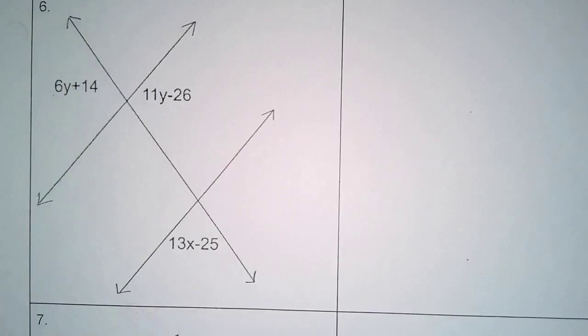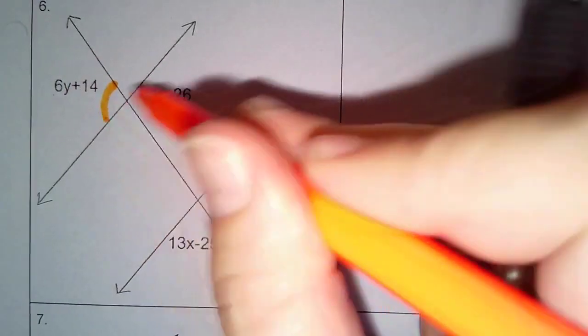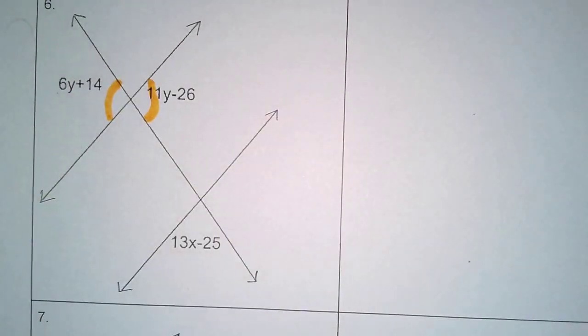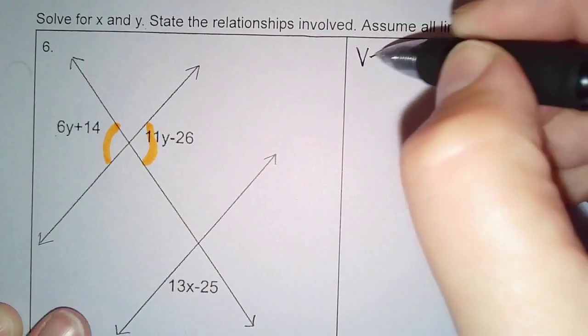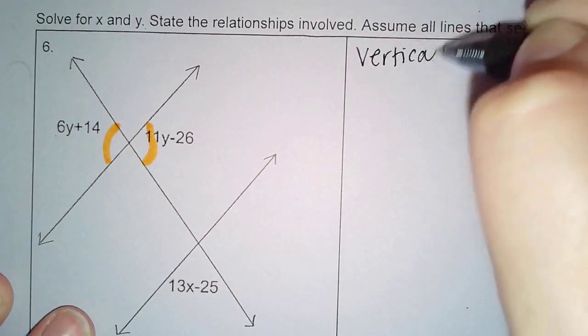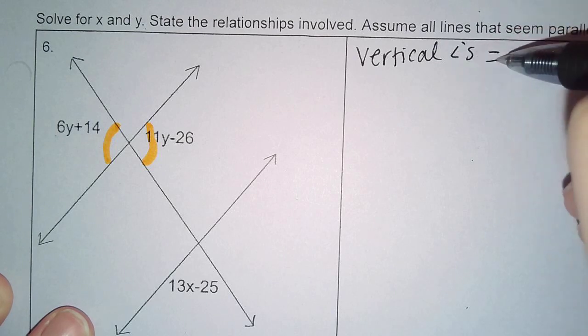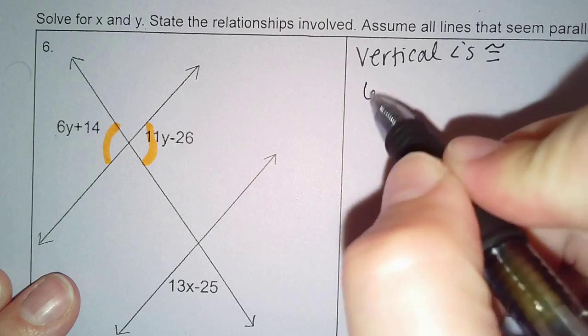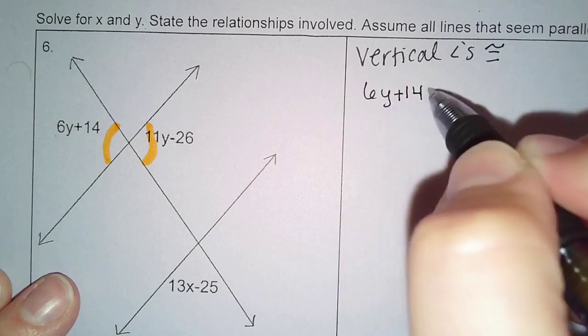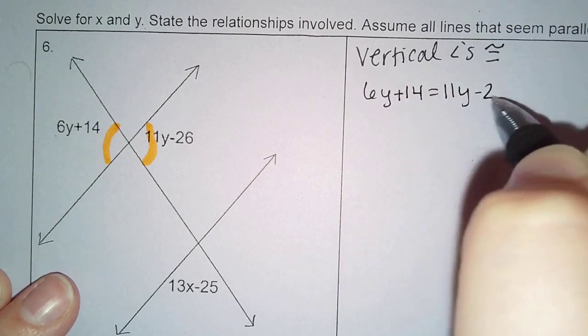So I'm going to list out these steps. First, let's look at our y angles, here and here. What are their relationships? Vertical angles. So vertical angles are congruent. So I'm going to set those equal. 6y plus 14 equals 11y minus 26.